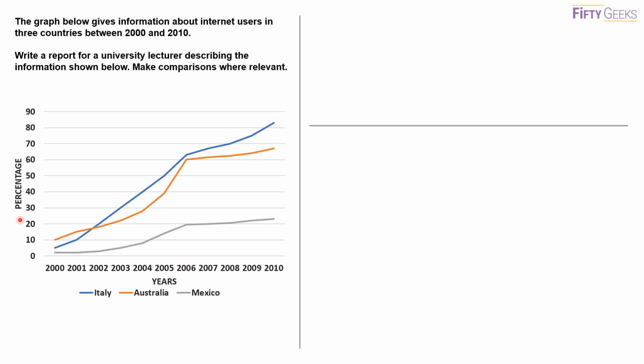We have the percentage of individuals on the y-axis and the years on the x-axis. And the 3 different lines represent the 3 different nations. To answer this type of question, we will make a quick draft. Here we will write an introduction, an overview, body paragraph 1 and body paragraph 2.